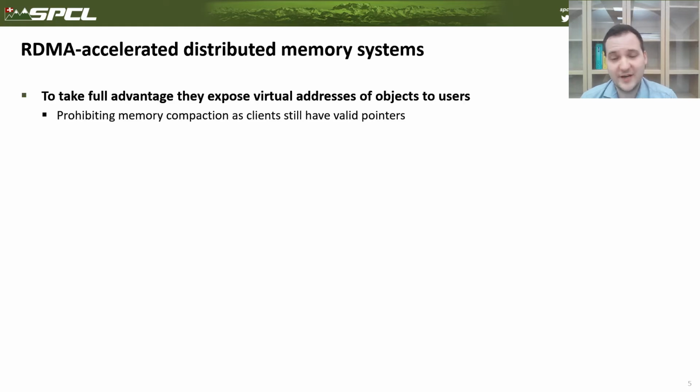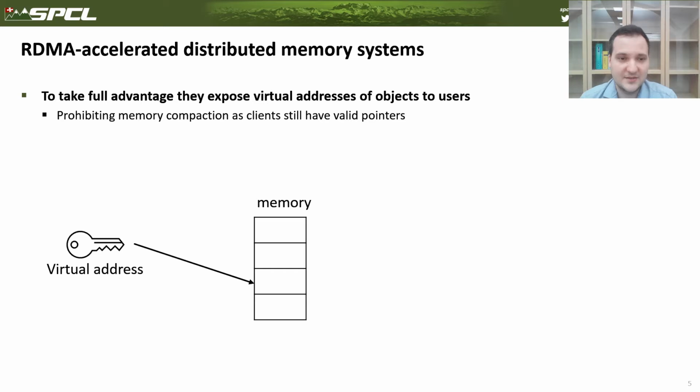And the main limitation of RDMA is that clients should have direct access to the virtual addresses of the objects. So in this particular case, clients hold a virtual address as a key, and then directly access the memory. As you can see in this scenario, we don't have an indirection table. And as a result, systems which employ RDMA with one-sided operations are not able to support compaction.